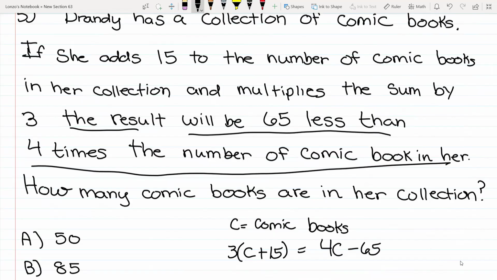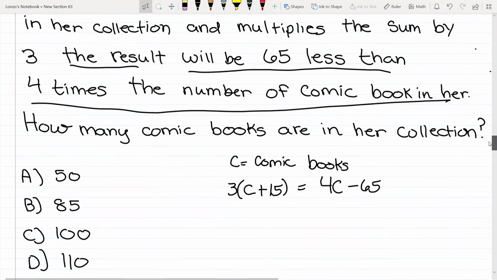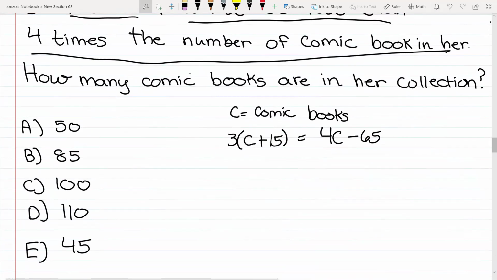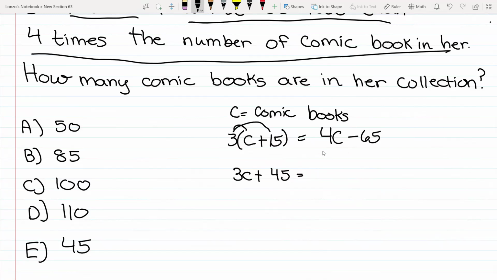Okay, then what we've got to do next is, we did the hard part, now we've got to solve for C, right? So go ahead and solve for C. Maybe on the left side I would distribute this 3. So this is going to be 3C plus, and then what's 3 times 15? 45. And then on the right you have 4C minus 65.